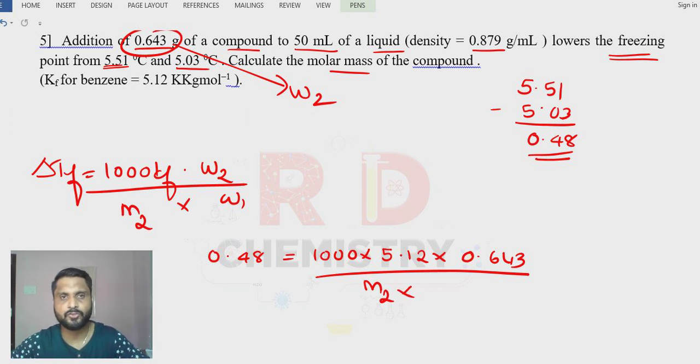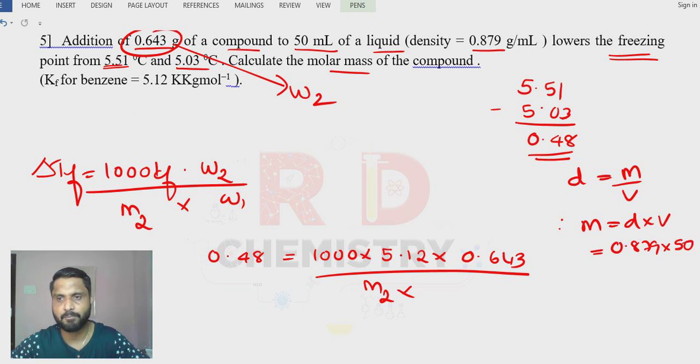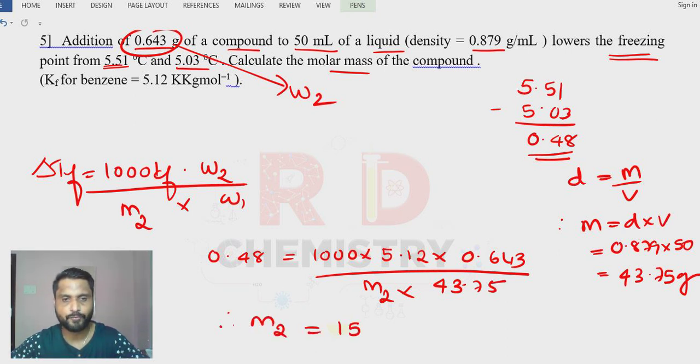The weight of the solvent is not given directly, but we can calculate it using the formula density is equal to mass divided by volume. Therefore mass is equal to density into volume, correct? So we'll get it in grams. Density is given as 0.879 into volume 50 ml, so the ml gets cancelled and we get grams. So it is 43.75 gram, divided by 43.75 grams. On calculation, the molar mass comes to be 156, and after this you have to write gram per mole as the unit. Okay, clear?